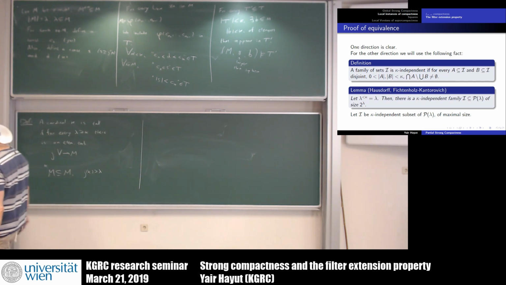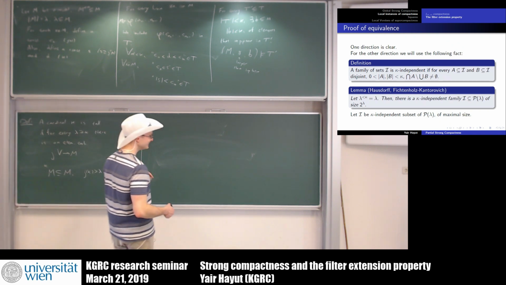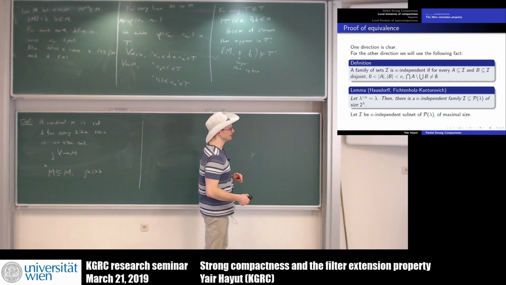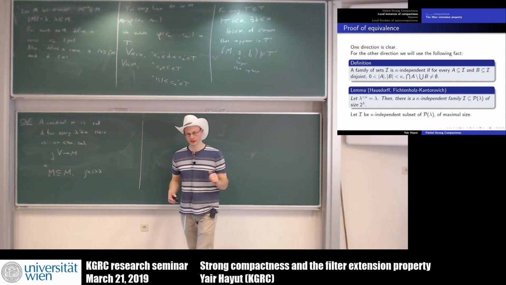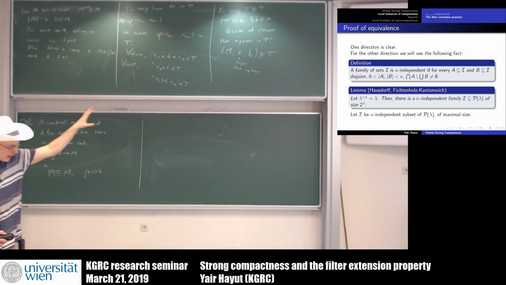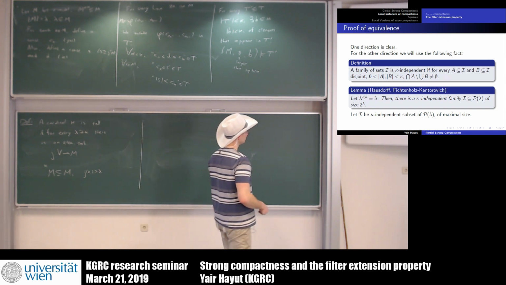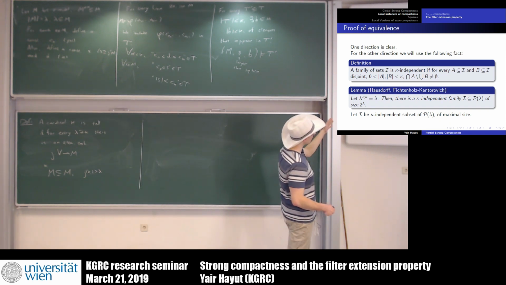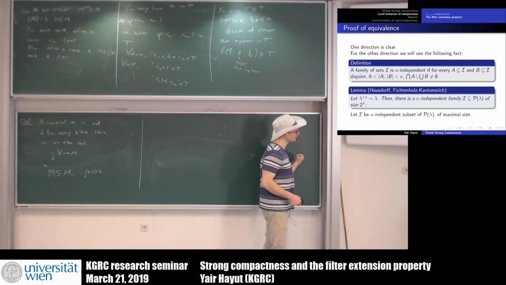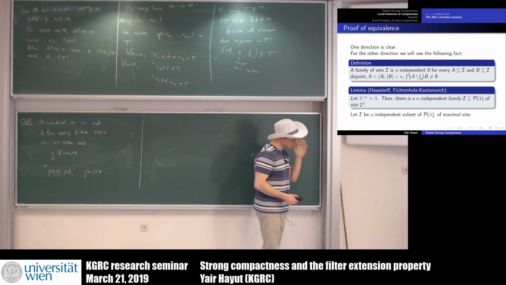This is why when we talk about the cardinal characteristics of the continuum and we talk about the minimal size of a maximal independent family, it might be below the continuum, but there is always one of size continuum. And this generalizes to every uncountable cardinal. So we have a kappa-independent family of size 2 to the lambda. Okay, let's use it.